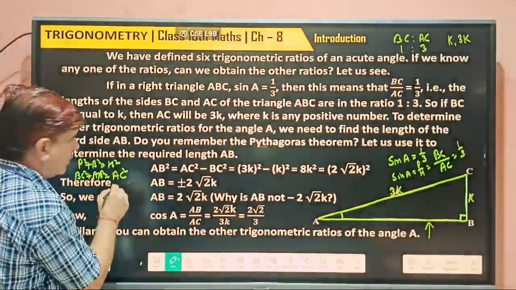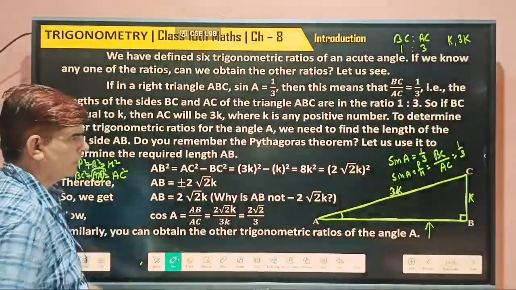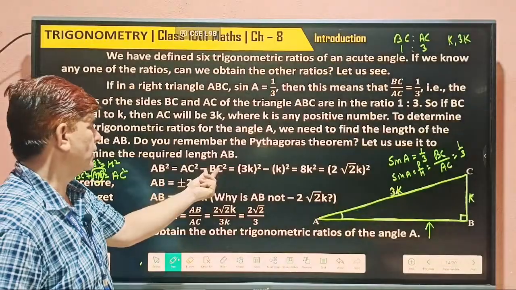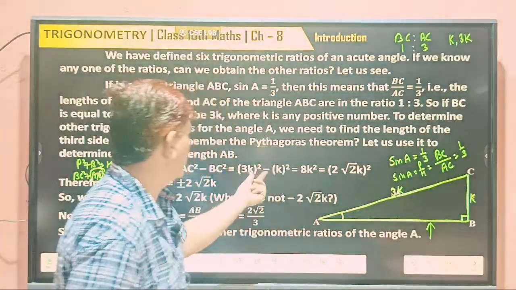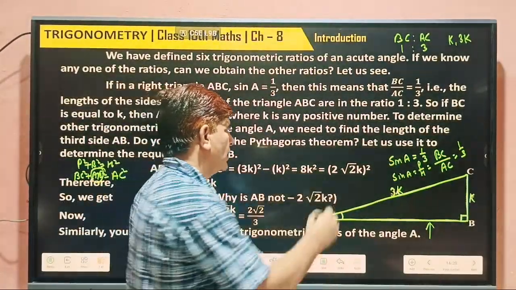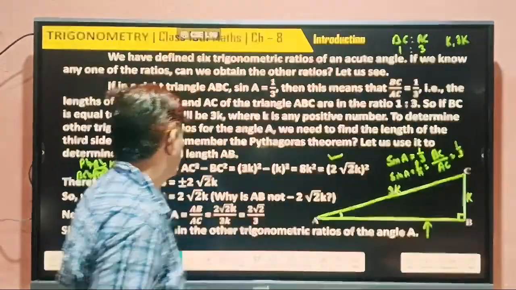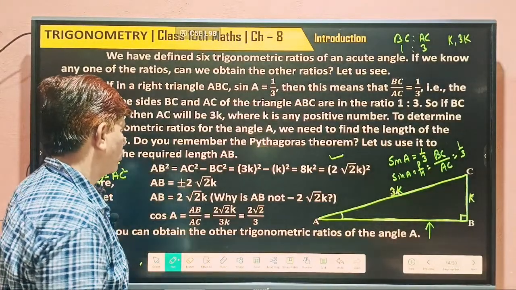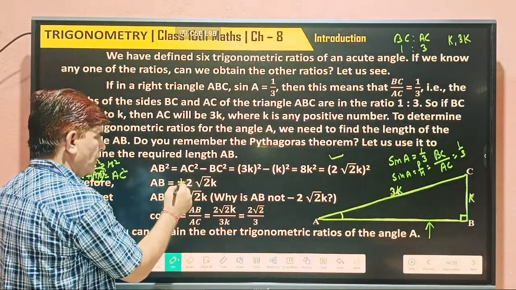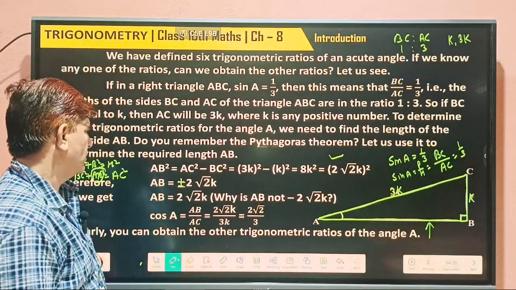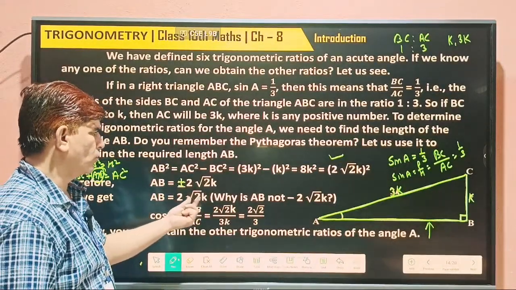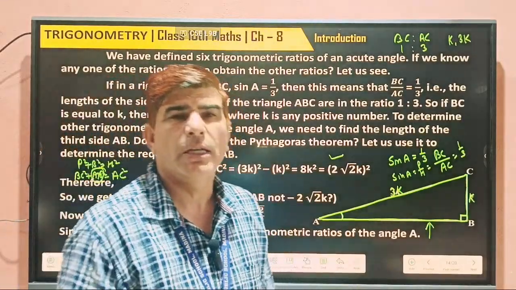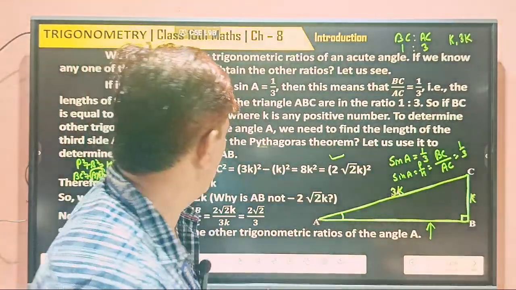But what do we have to find out? This AB. So AB square equals AC square minus BC square. AC is 3K, so 9K square minus K square is 8K square. When we take the square root, we get plus minus 2 root 2 K. It implies AB is equal to 2 root 2 K. Why is AB not negative? Length is always positive, never negative.